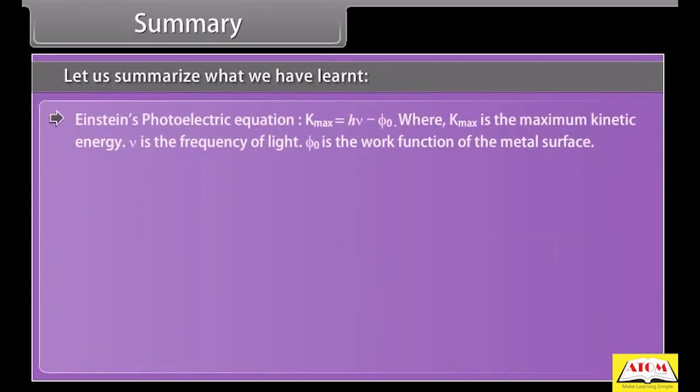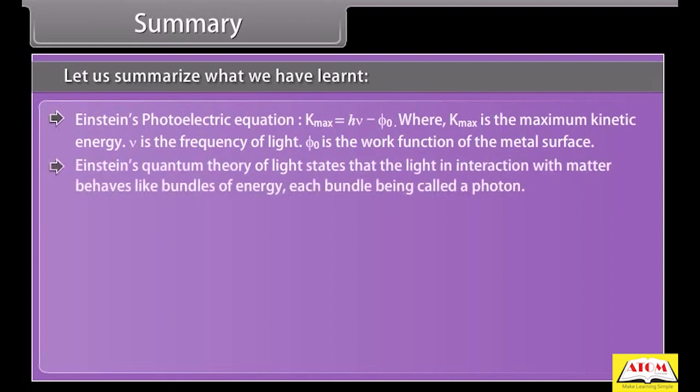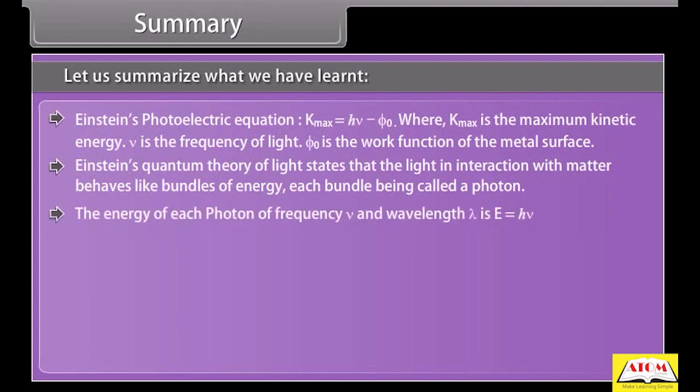Einstein's photoelectric equation. Kmax = h nu - phi0, where Kmax is the maximum kinetic energy, nu is the frequency of light, and phi0 is the work function of the metal surface. Einstein's quantum theory of light states that light in interaction with matter behaves like bundles of energy, each bundle being called a photon. The energy of each photon of frequency nu and wavelength lambda is E = h nu.